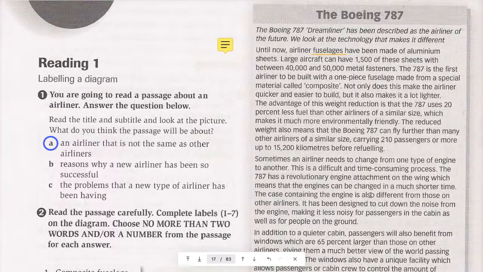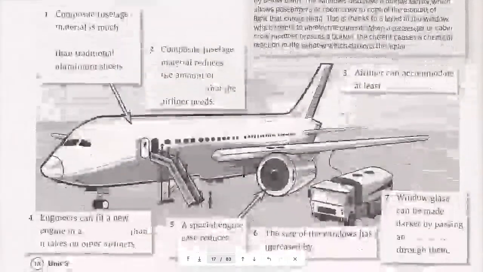Finish? Check that again. Make sure that you got all the right answers.